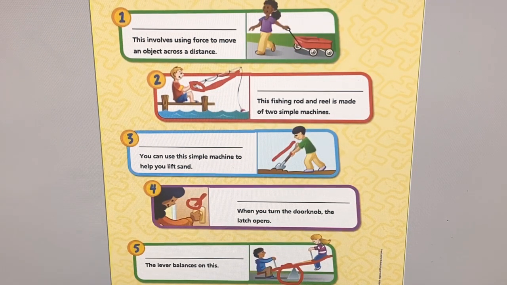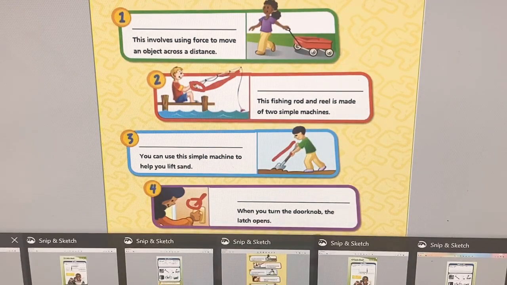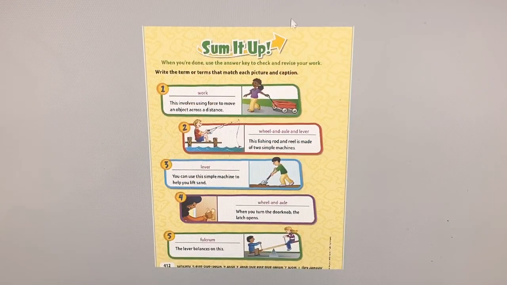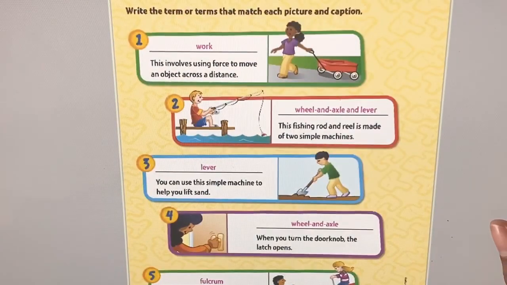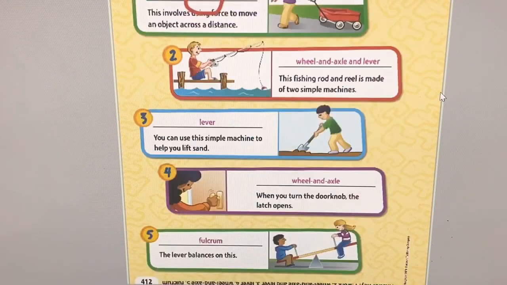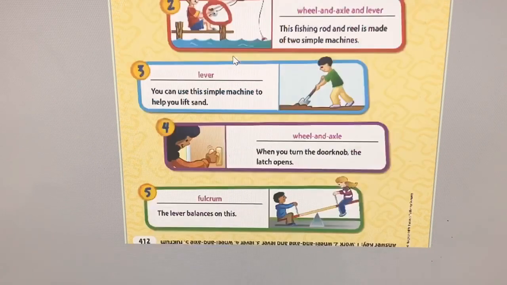Now ready to see the answers? Let's go. Yes, look at these answers. So, this involves using force to move an object across distance. You are using a wheel and axle to make some work. Yes, excellent. Now, over here, this fishing rod and reel uses two simple machines. This is the wheel and axle, and this is the lever. Yes.